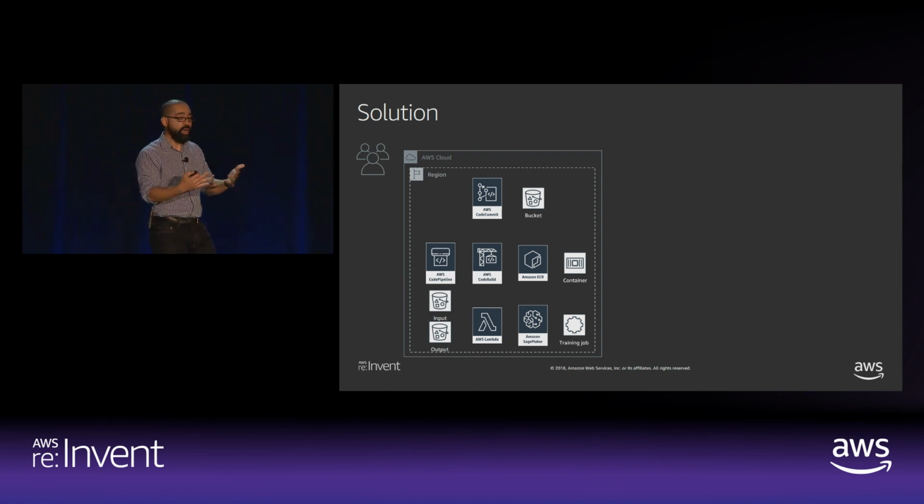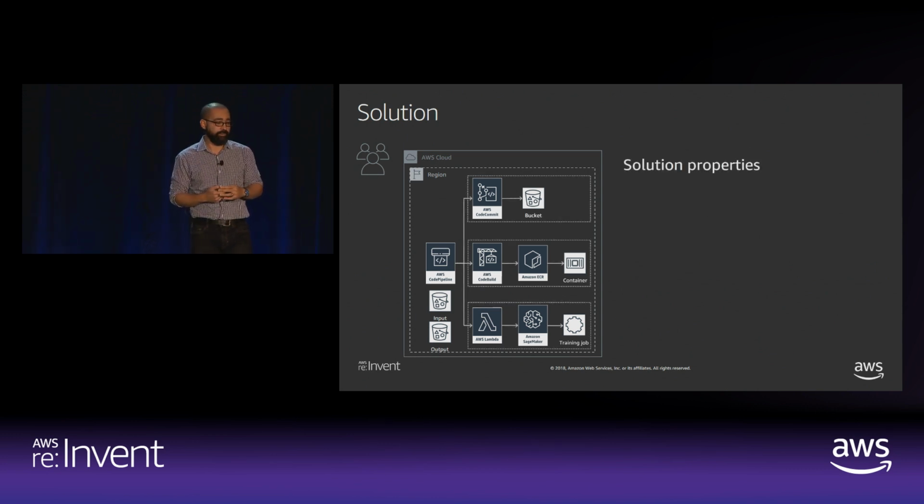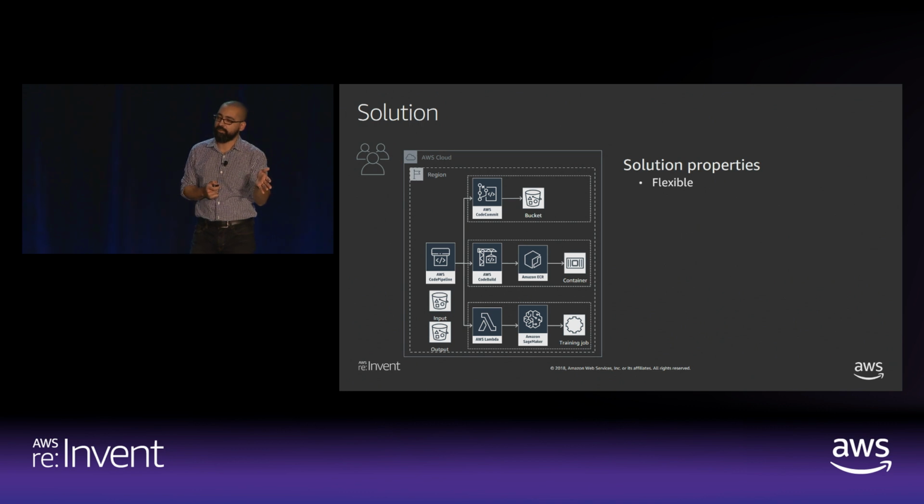So the properties of this solution, you can probably already start to guess, is that first, it's highly flexible. You may have noticed that I didn't say that the model had to be a TensorFlow model or an MXNet model. I really just said model. It can be anything. This solution will support it right out of the box. Also, the machine learning professional has complete control of the runtime environment, and that's through a Dockerfile that I'll show you in just a bit.